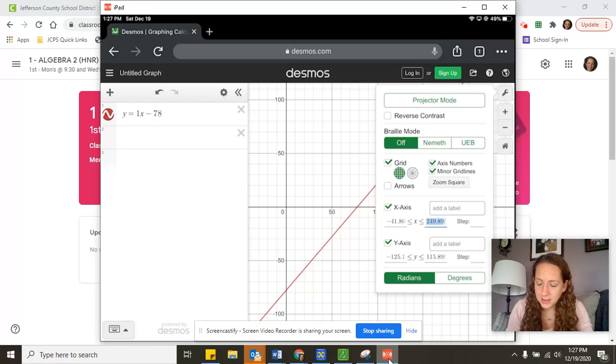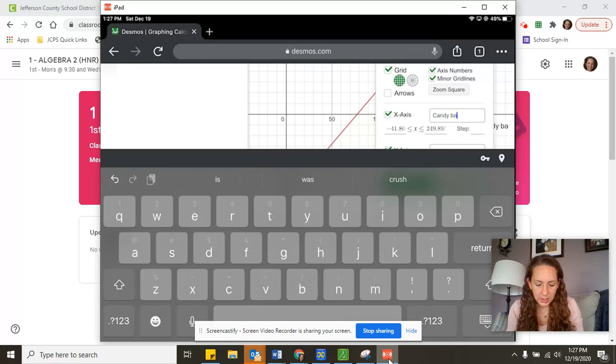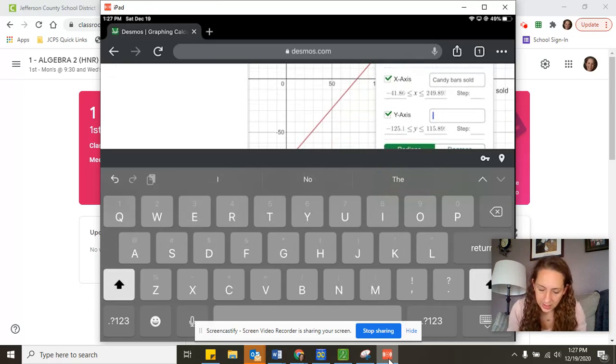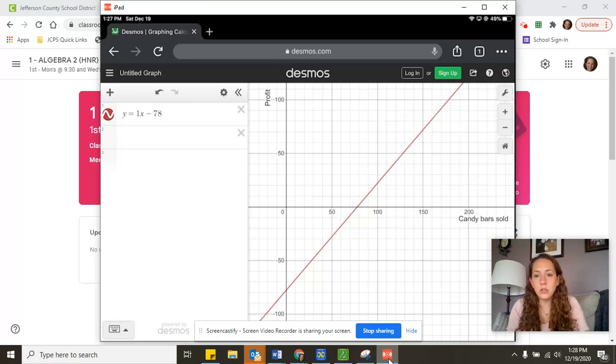Now over here in the settings, this is where you label your axes. So X, remember we said, was the number of candy bars sold. And Y is my profit. Okay. So I'm done. And look, right there, it shows up, candy bars sold and profit.